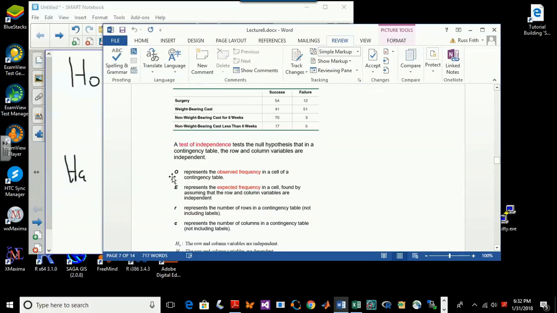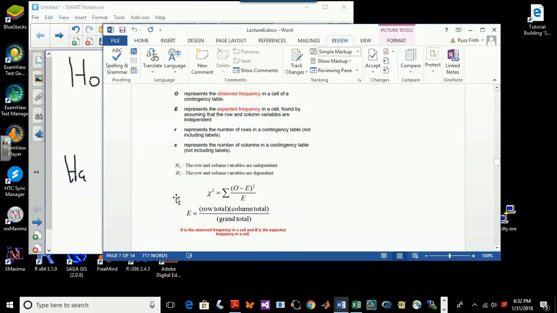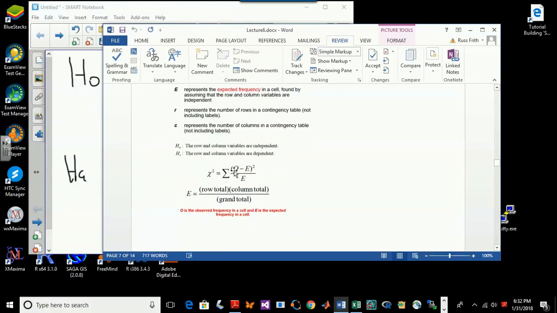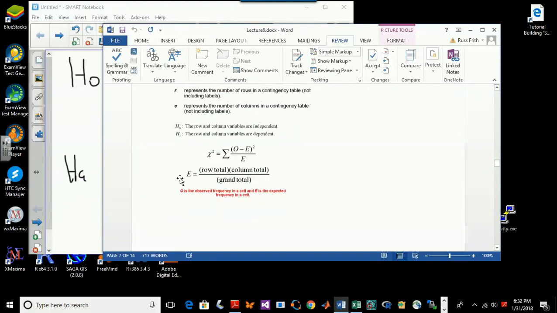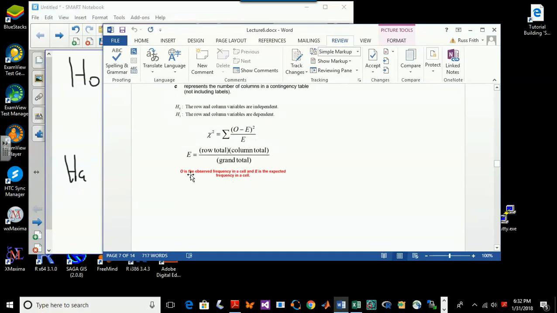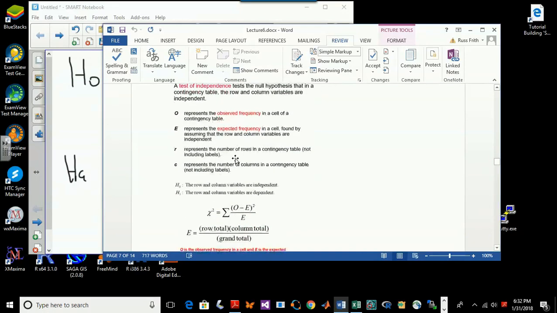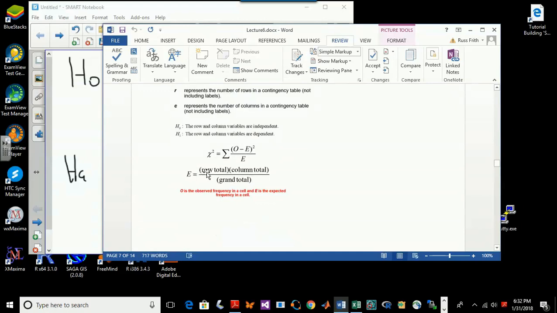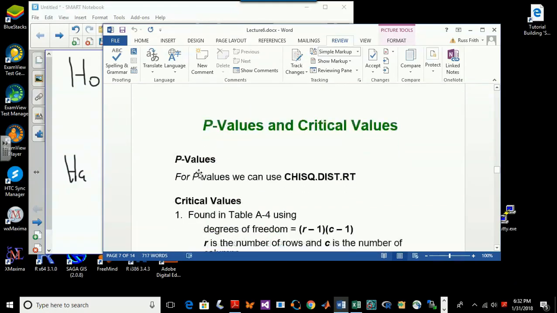R represents the number of rows. C represents the number of columns. So the null hypothesis is the row and column variables are independent. Alternate hypothesis is that they are dependent. And our test statistic, again, is a chi-squared test statistic. The expected value is the row total times the column total divided by the grand total. O is the observed frequency in a cell, and E is the expected value. And here's the formula for the expected value.